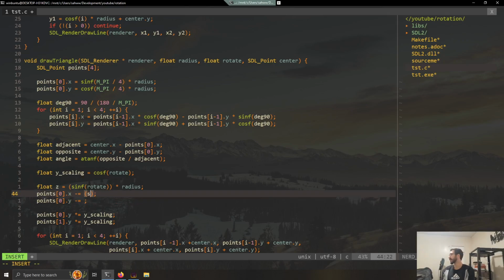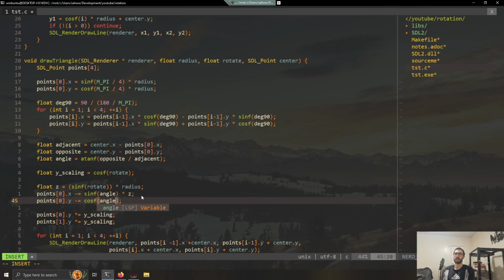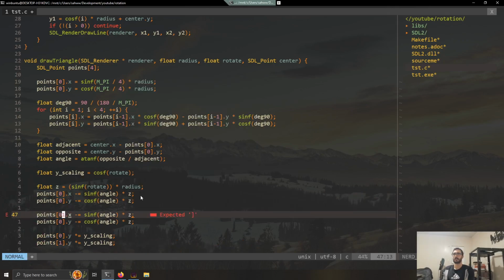And we're gonna have another sine of the angle times Z. I don't know why I put that in quotes. And then cosine of the angle times Z. And we're gonna do the same thing for point 1.